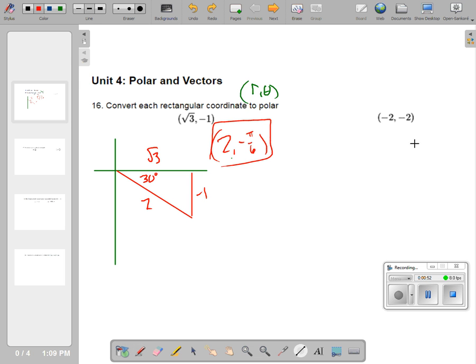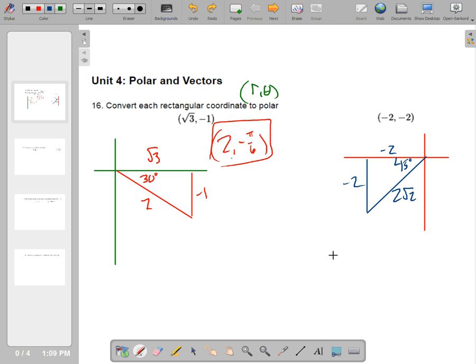Do the same thing here for negative 2, negative 2. That puts me down here somewhere, which I should immediately be able to say this is the side of a square. Negative 2, negative 2 is going to be 2 radical 2. This is 45 degrees. And now I know the radius and I know the angle. So 2 radical 2 is the radius, and the angle would be 5 pi over 4.